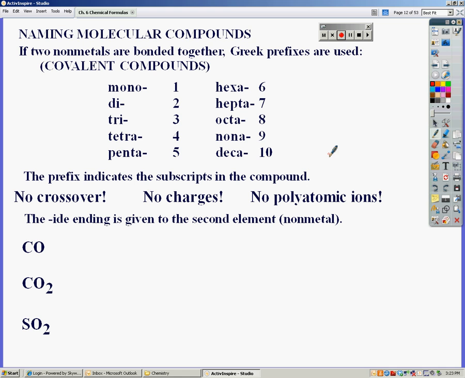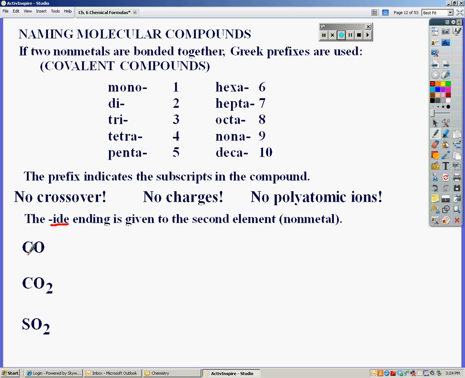Okay, but molecular compounds are not made of ions, and we don't crisscross charges because there are no charges if it's not ionic. And we will only work with binary types of compounds, so we don't have to worry about polyatomic ions either. There are no ions. And that means, though, that all of these will end in IDE because that is the ending given to anything that's a binary compound, IDE.